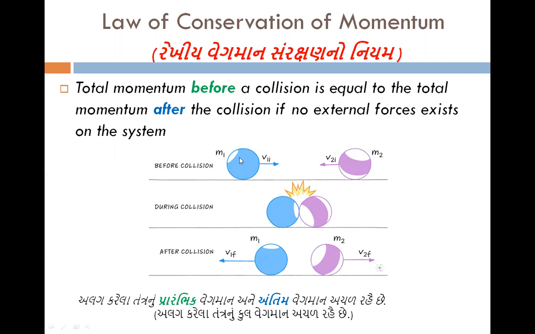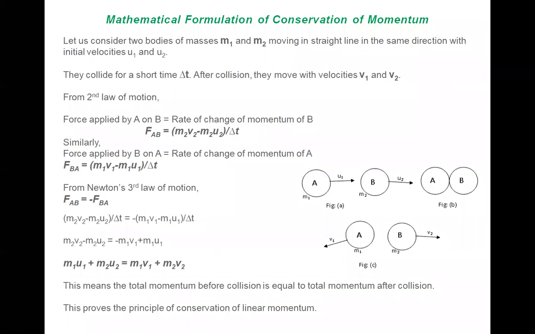Total momentum. This is a ball which is moving with some mass and a velocity. Another ball from the opposite direction with some mass and velocity. When they are approaching, there is a collision. After collision, the momentum is the same as the momentum before collision. This we can understand with this mathematical formulation.